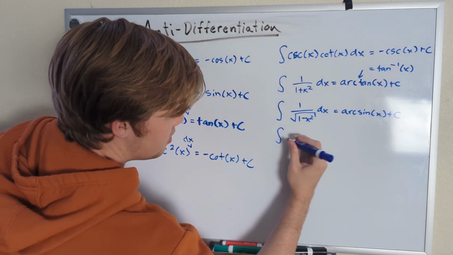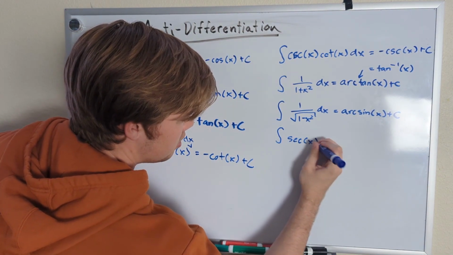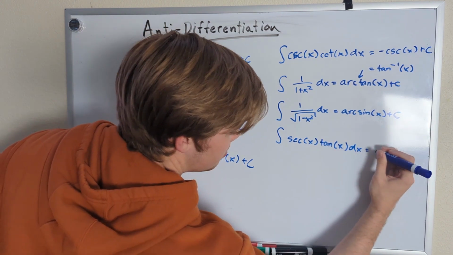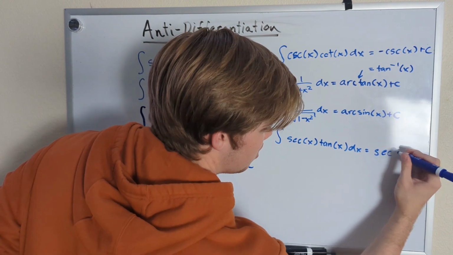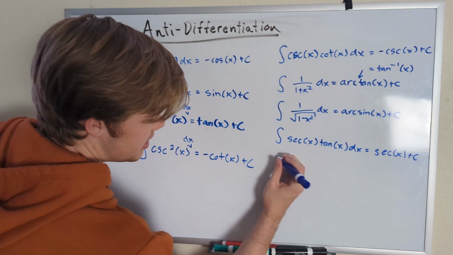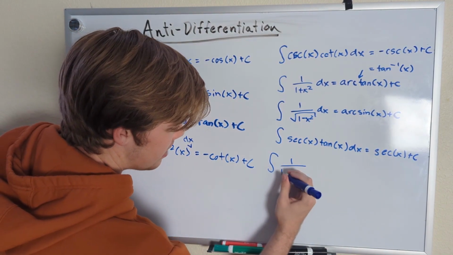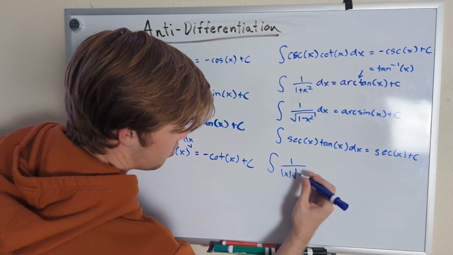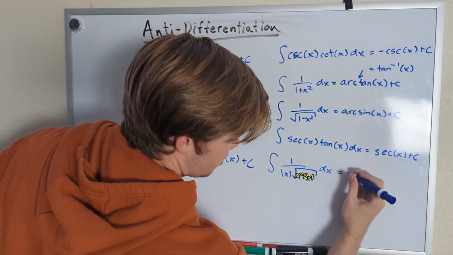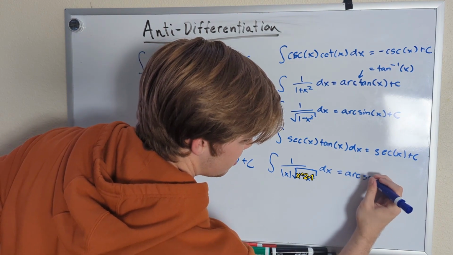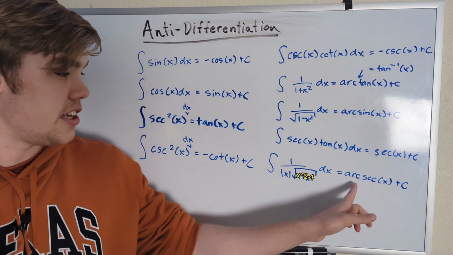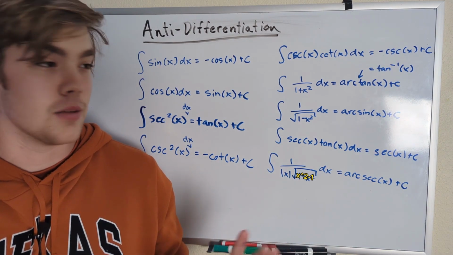The antiderivative of secant x tangent x dx is equal to secant x plus c. All right, and the last one, and easily the weirdest one, the antiderivative of 1 divided by the absolute value of x times the square root of 1 minus x squared dx is equal to arcsecant of x plus c. I know this one's very weird, but it just equals arcsecant, so don't worry about actually doing all the math.